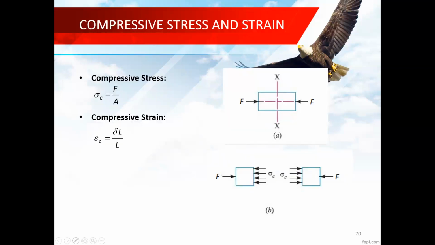Compressive stress and strain. So it's the same as in tension. Sigma C is equal to F over A. Epsilon C is equal to delta L over L.